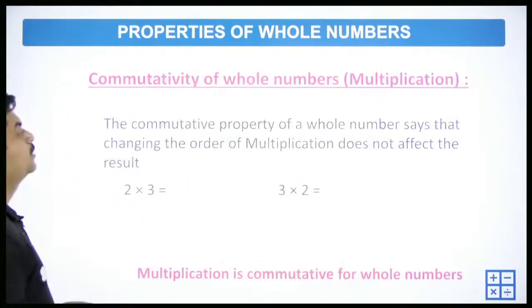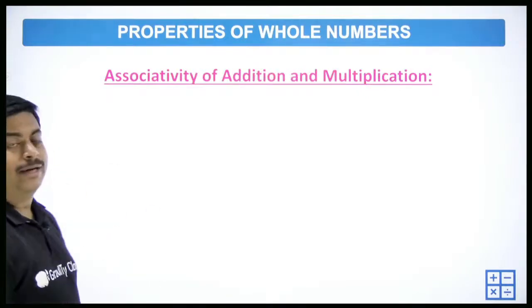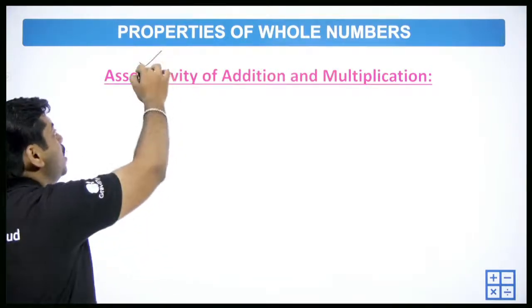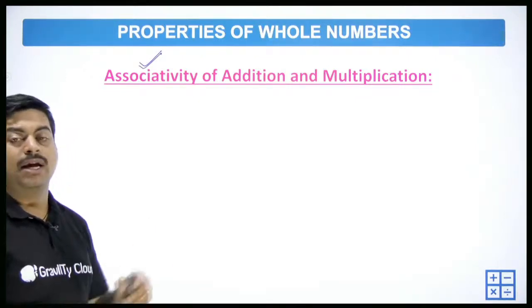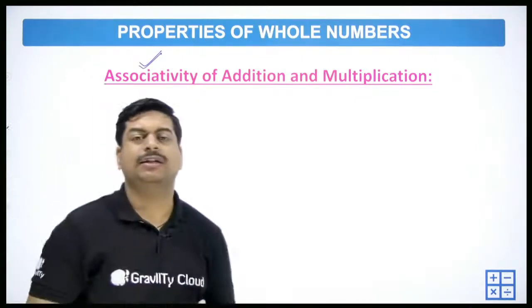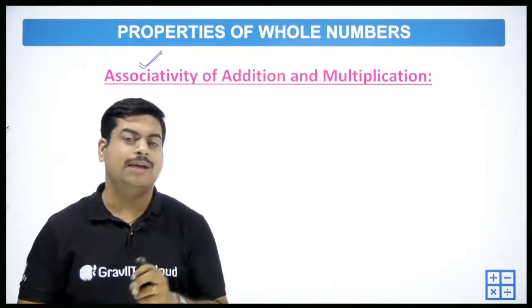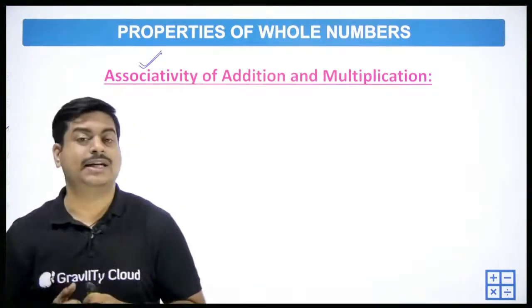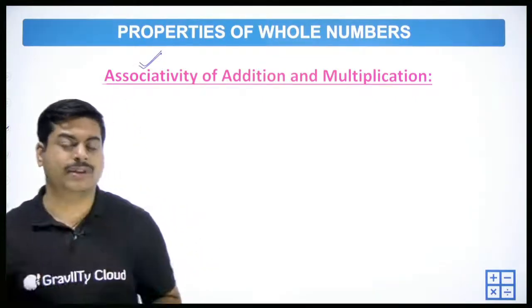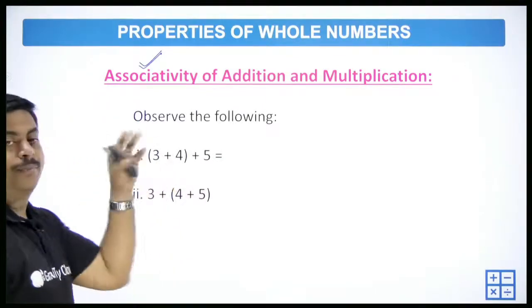Right. What is the next one? Associative property of addition and multiplication. What is that? When we were discussing commutative, we discussed only two numbers, A and B, 2 and 3 or 3 and 2. But what will happen if a third number enters? Observe the following: 3 plus 4 plus 5.